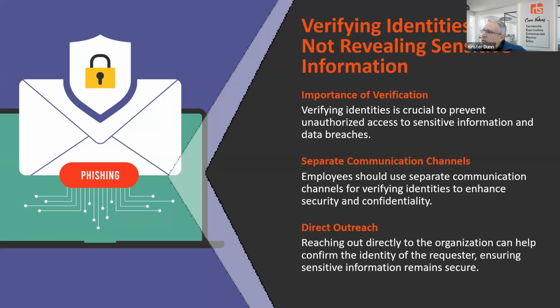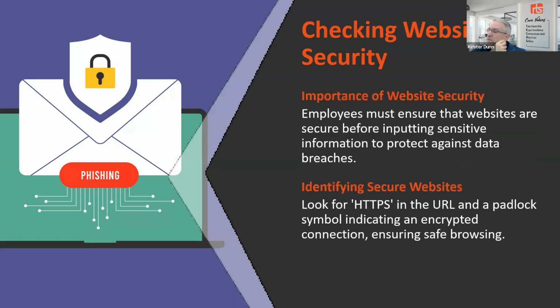We covered this one, didn't we? Reach out directly to the organization to help confirm the requester. Checking website security, this goes back to the question that Clay asked earlier. Making sure you're on a valid website, identifying secure websites by looking for the HTTPS in the URL and the padlock symbol. Will, is the solution for this further in the presentation? Okay, great. So that's one way to validate that, and we'll get to a very specific solution towards the end.